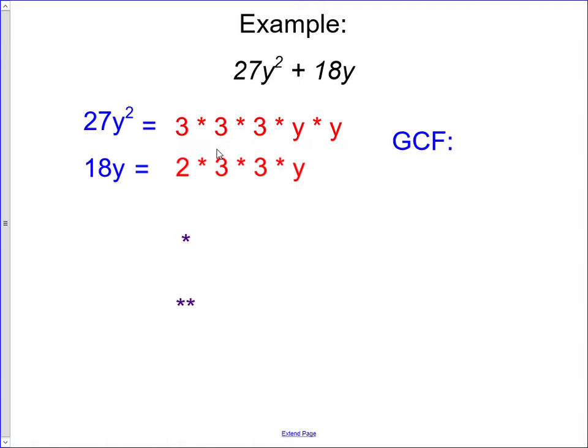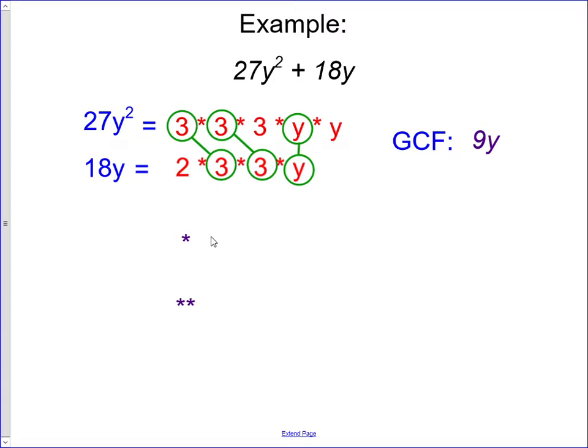Our next step is to look at the factors that they share. When I look at this, I see that they share a 3 here, a 3 here, and a y. I'm going to pull those out and multiply them back together, and I'm going to have 9y. So the greatest common factor is 9y. Our next step is to rewrite each term, but to use 9y as the coefficient.